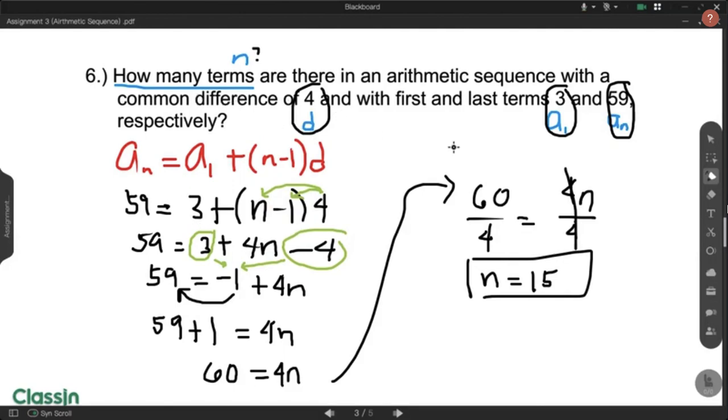So to answer this question, there are 15 terms in the arithmetic sequence with a common difference of 4, first term 3, and last term 59.